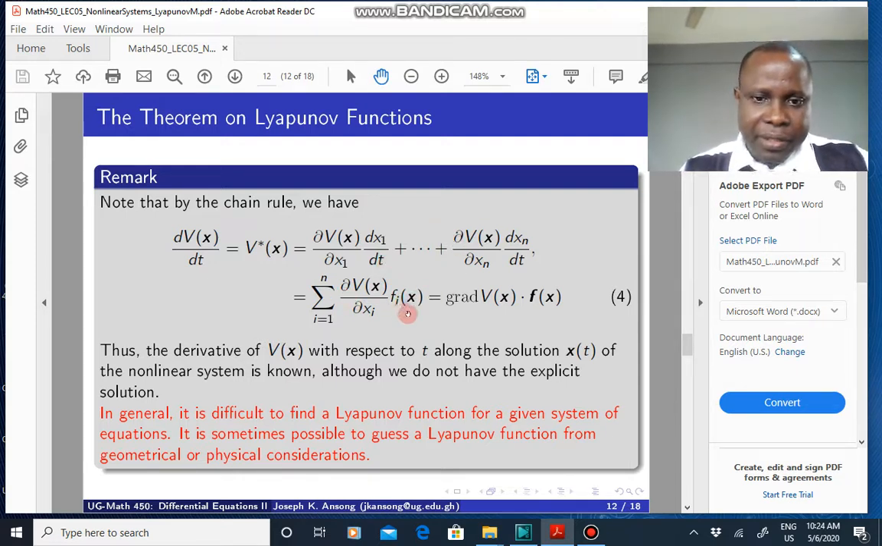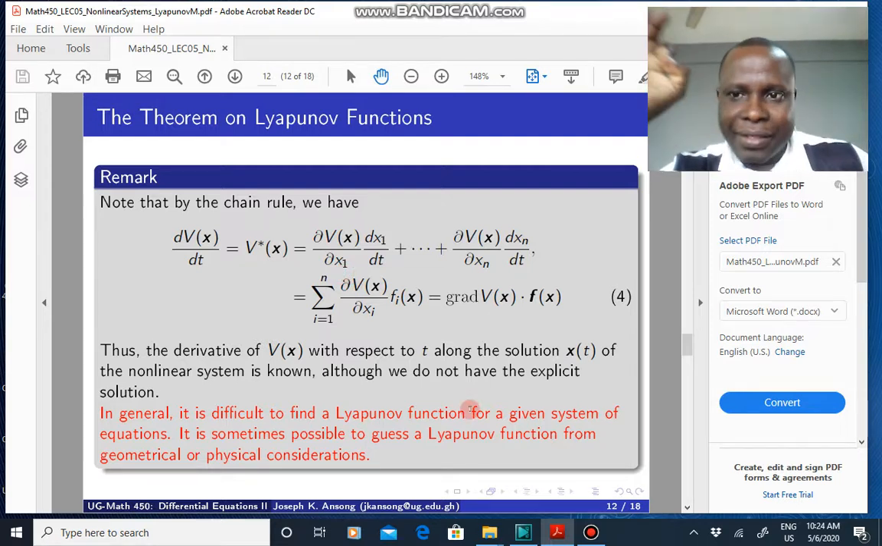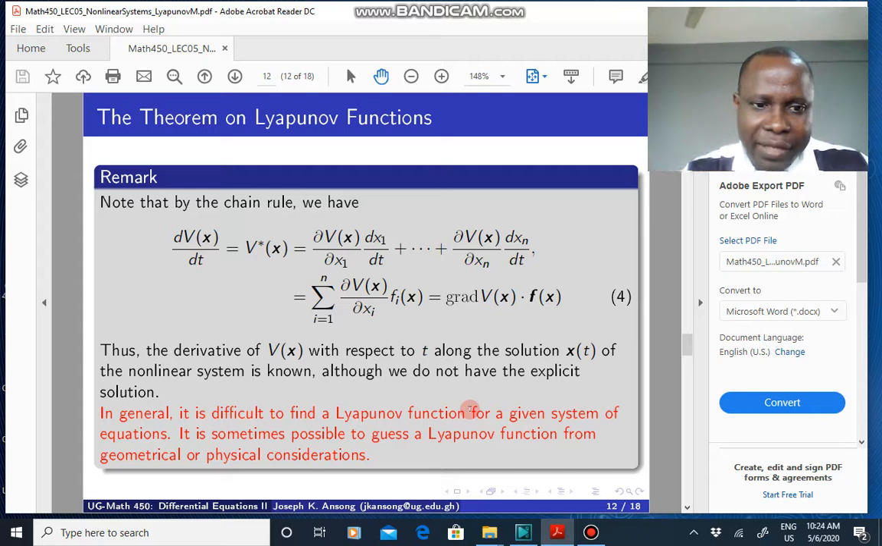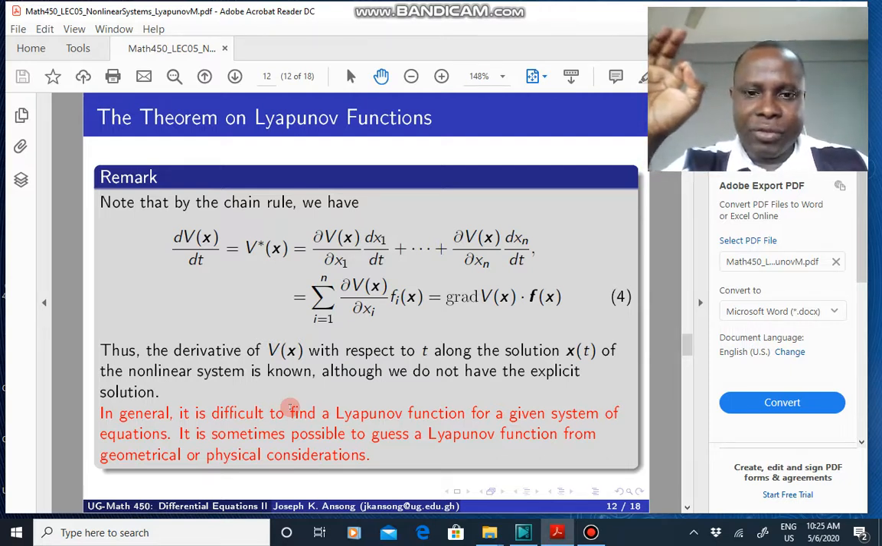But you can also write this as the gradient. This is grad v dot f. If you take all the f's here as vectors, and the grad v here as the derivatives as vectors, and you dot them, you get this summation here. So this is telling us that the derivative of v with respect to t along x, we are having the v, the x ones here. Even though we don't know what x is, we don't know the solution, this is saying that the derivative of v with respect to t along x of the nonlinear system is known, even though we don't know the solution x itself. So that is significant.